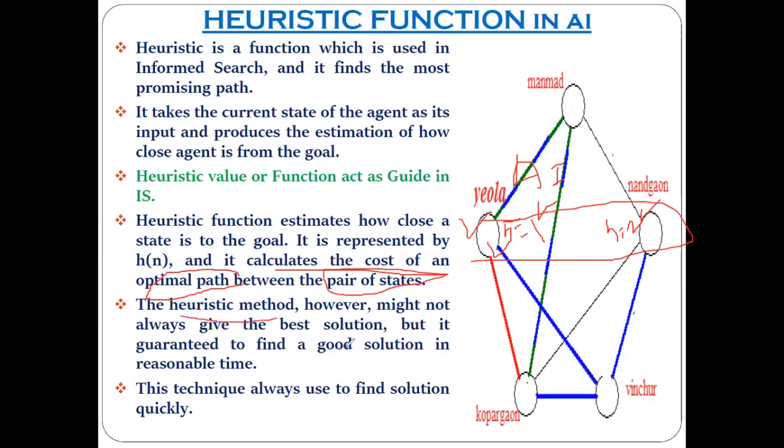Also, in the heuristic method there is one important property mentioned: we might not get the best solution, meaning we may get it and we may not. Whatever searching techniques there are in informed search, they always give you a good solution. Now what is the difference between the best solution and the good solution? That we'll discuss when we start with the actual searching techniques. But keep in mind, the heuristic method might not give you the best solution, but always gives you a good solution within a reasonable time. One property we have already discussed is that it requires less time, which is the reason it reaches a particular solution quickly.